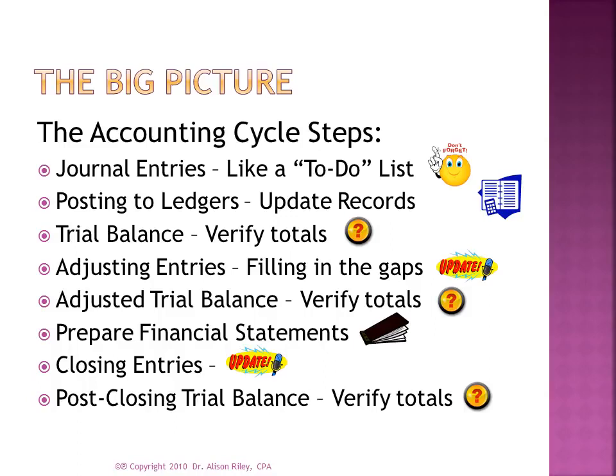The objective of the accounting cycle is to produce financial statements predominantly for external users. These statements are the balance sheet, income statement, statement of cash flows, and if shown separately, the statement of changes in owner's equity.